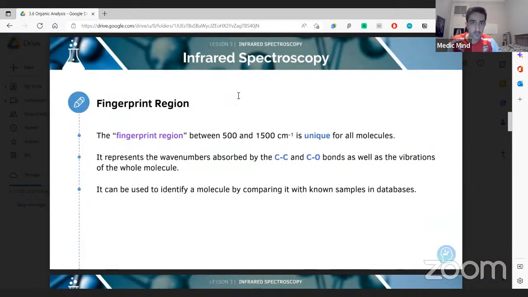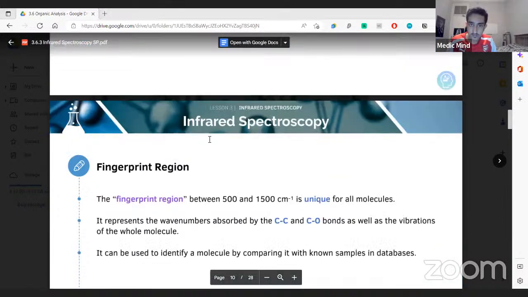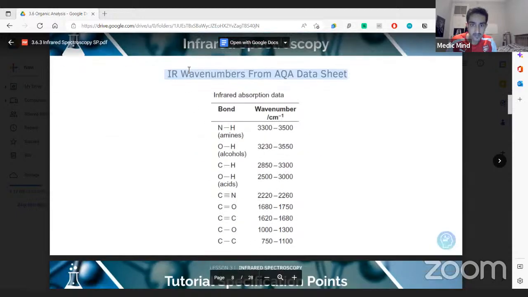The fingerprint region between 500 and 1500 centimeters is unique for all molecules. It represents the wave numbers absorbed by the carbon-carbon and carbon-oxygen bonds, as well as the vibrations of the molecule as a whole. Can I go back to the info page?